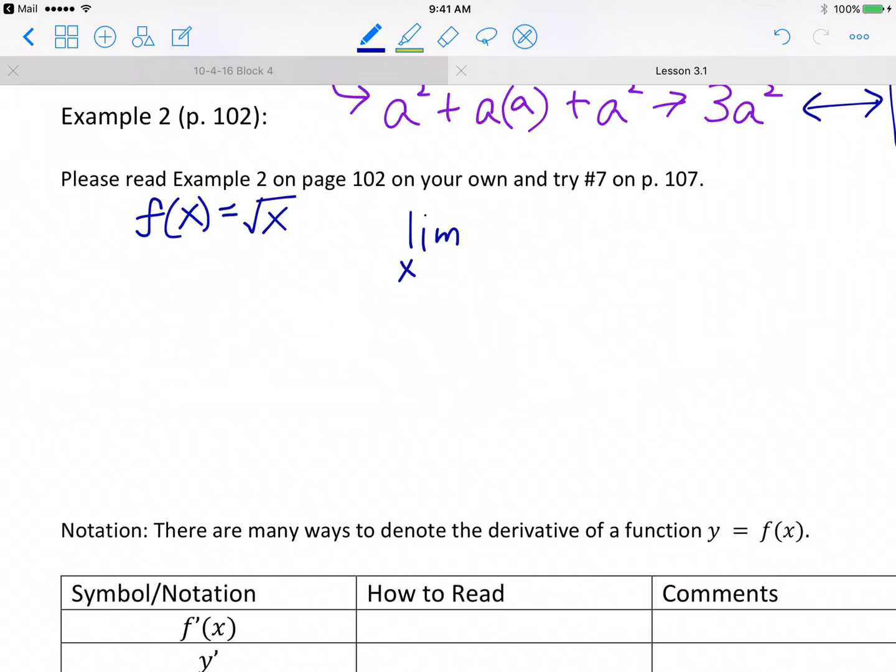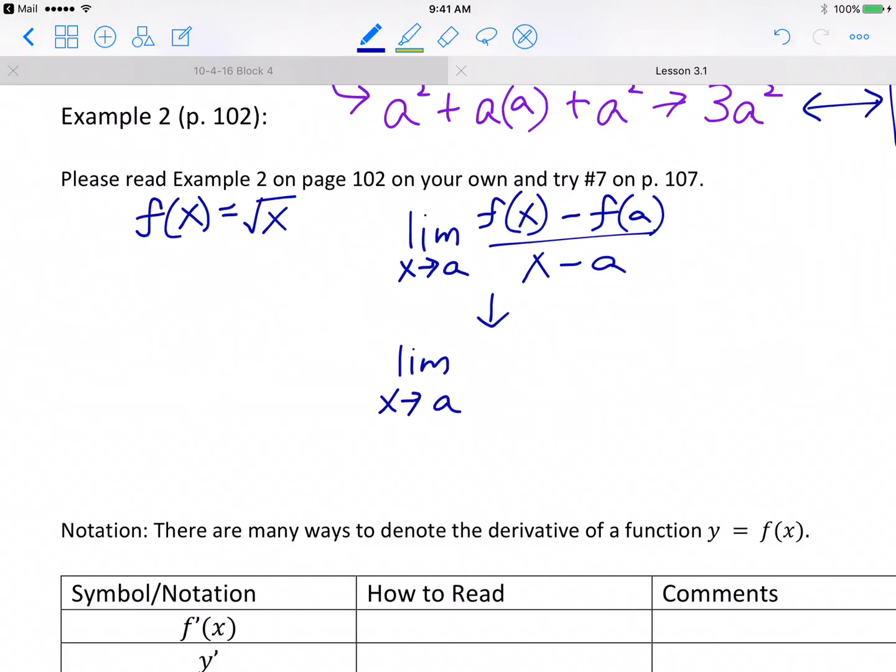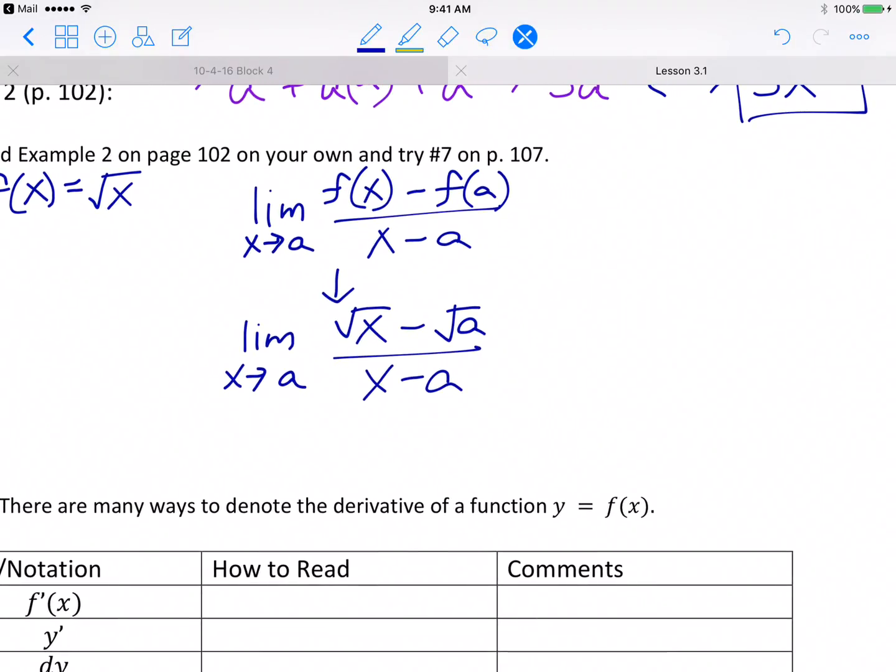It's the limit as x approaches a of f of x minus the function at a, over x minus a. And then we could quickly change that for this particular example to be radical x minus radical a, all over x minus a. Okay, we could change that. Again, we cannot substitute a in place of x at the moment.